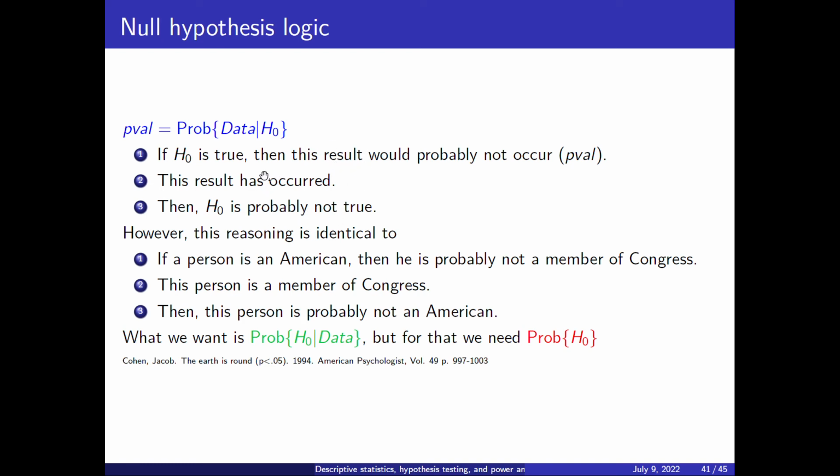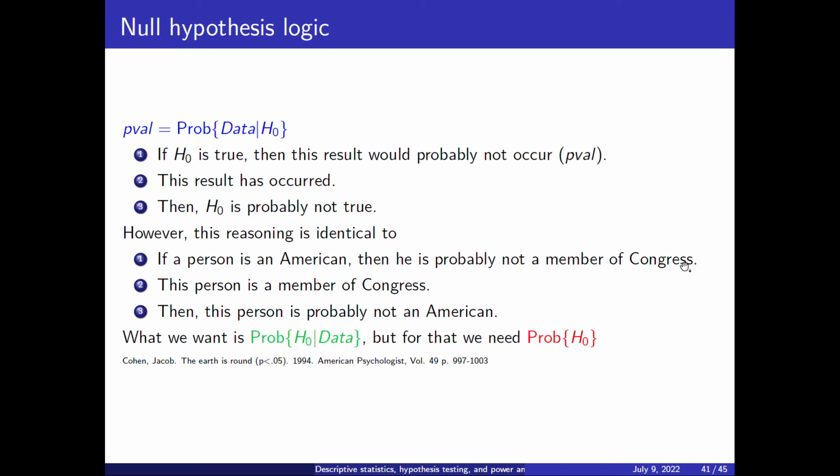But this kind of reasoning in statistics is very abstract and we don't think so well in these terms. But the reasoning line is exactly identical to this one. If a person is an American, so if the null hypothesis is true, then he's probably not a member of Congress.